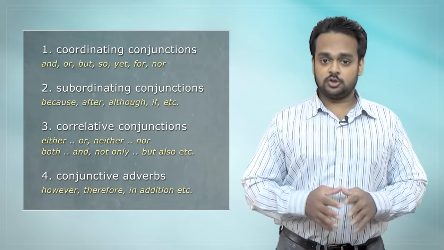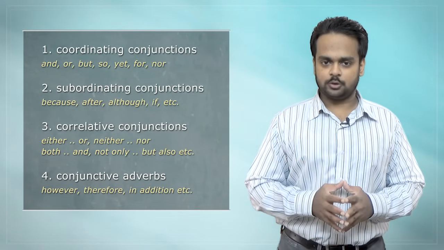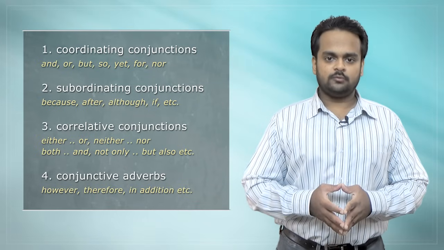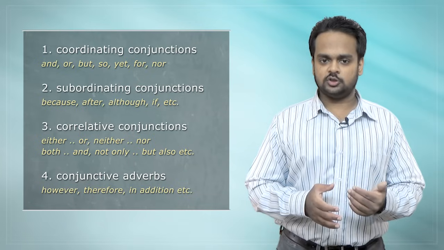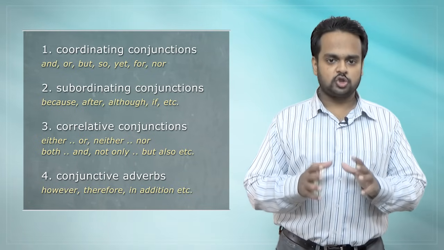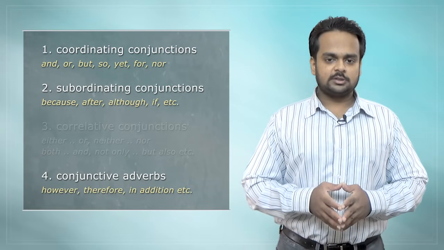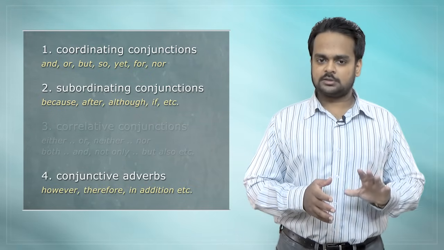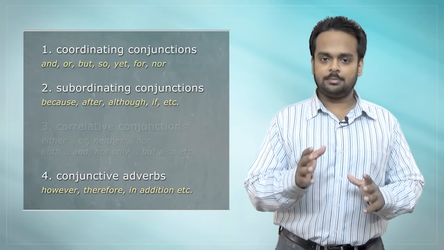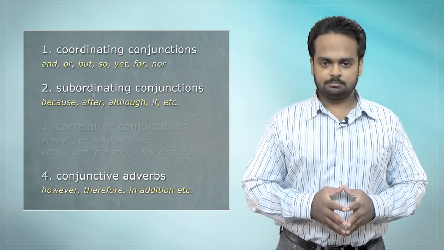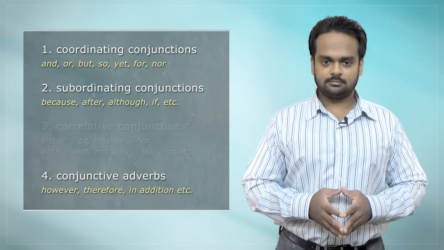Of course, conjunctions are a huge topic, and there are many grammar rules relating to them. So today, we will focus on avoiding the most common type of mistake with conjunctions, and that is punctuating them correctly in writing. We won't be discussing correlative conjunctions because there aren't any special punctuation rules with them, but we will be talking about the other three. So let's start with coordinating conjunctions first.